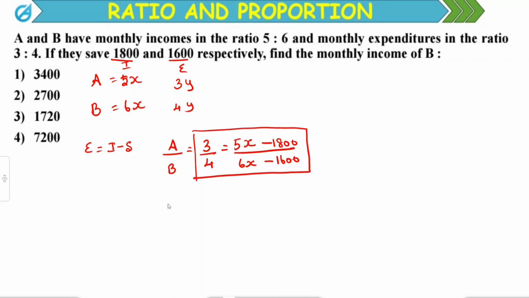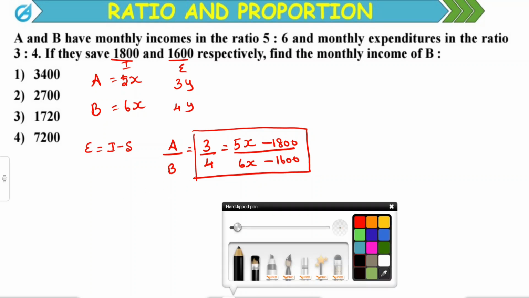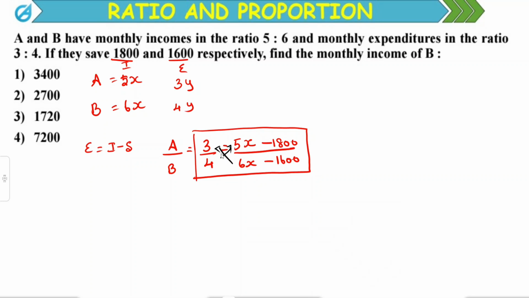Okay, now what we have to do? We have to cross multiply. If we cross multiply, what happens? We'll be cross multiplying in this format. So 6 3 is 18x, minus 16 into 3, 48, so 4800, is equal to 5 4 is 20x, minus 18 into 4, 7200. So from this we'll be getting 2x is equal to 2400.